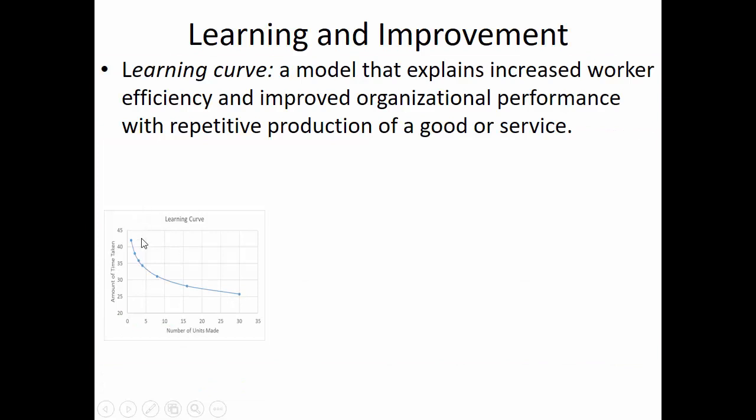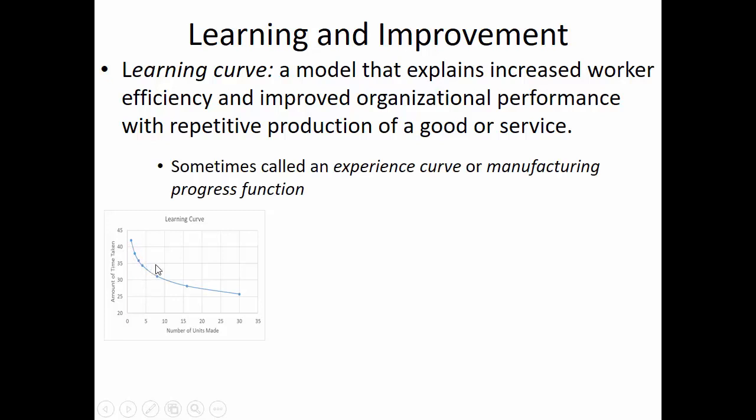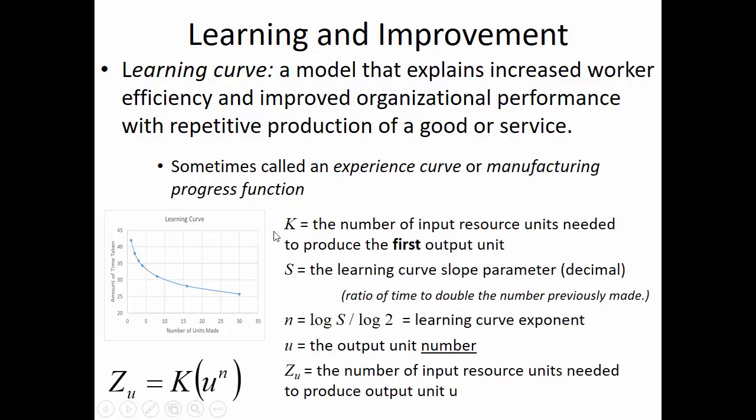Now, over time, the general trend is that it's going to take less time to do something the more experience you get, but the improvements are going to slow down. This model of the learning curve is sometimes also called an experience curve or the manufacturing progress function. So K we've already talked about. That's how much was required the first time you did it. The S curve, the learning curve slope parameter, is the ratio of time to double your experience.